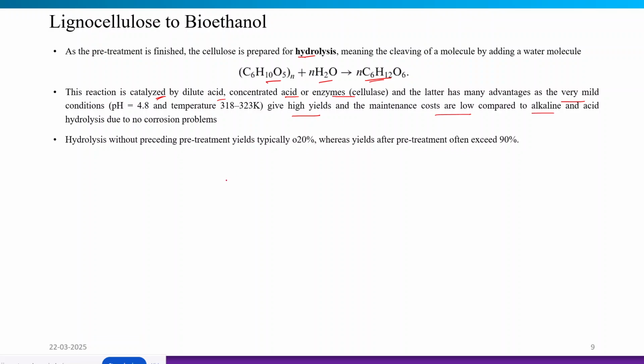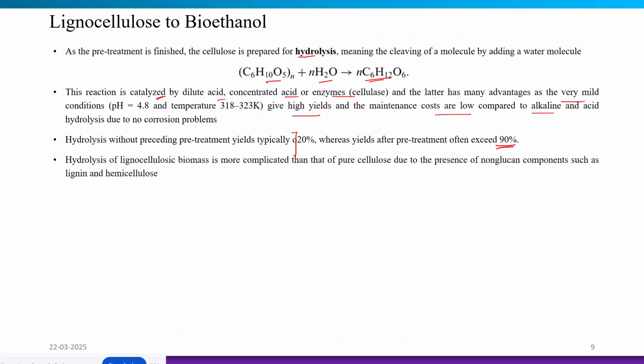Hydrolysis without a preceding pretreatment method typically gives yields of around 25%, but after the pretreatment process, it can give greater than 90% of the bioethanol production. The hydrolysis of lignocellulosic biomass is more complicated than that of pure cellulose due to the presence of non-glucan components like lignin and hemicellulose.